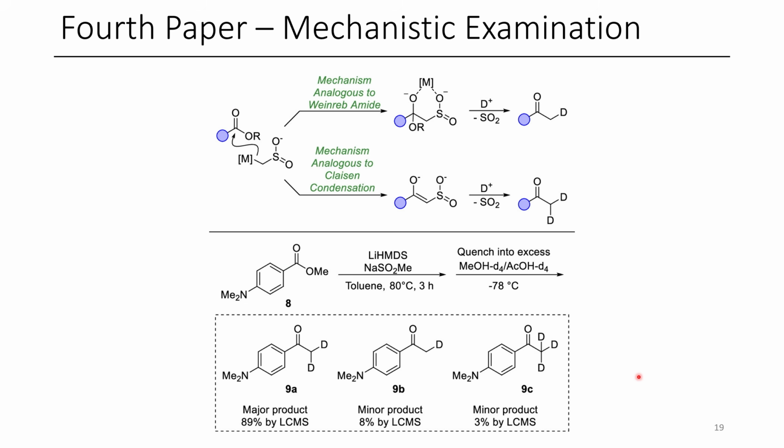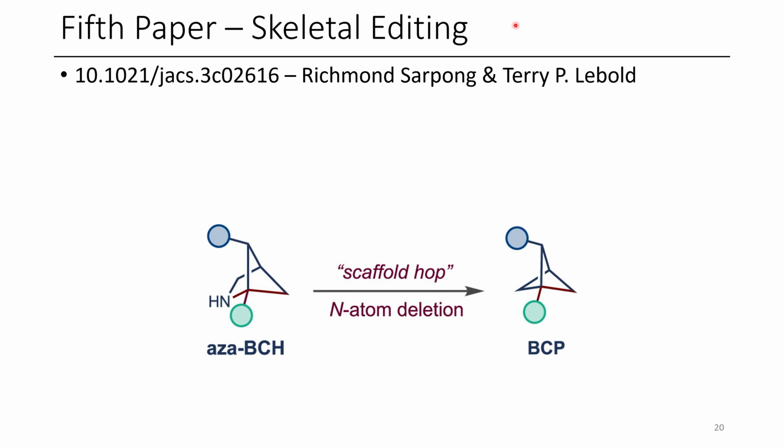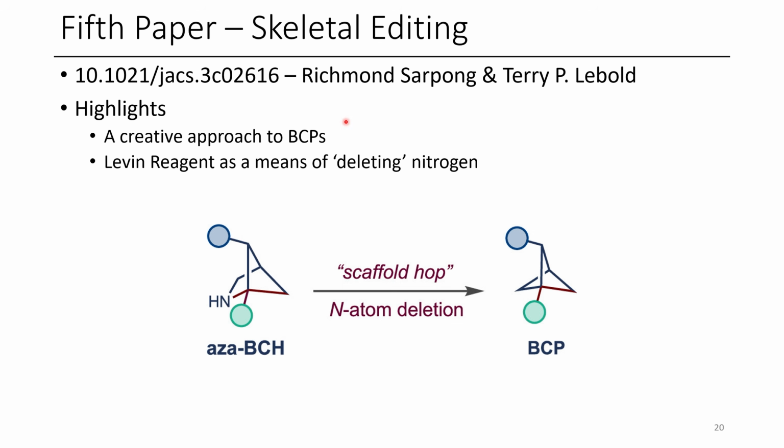So I personally really enjoyed this paper, and I look forward to seeing this chemistry get used more and more, as methane sulfonate is a very accessible methyl source, and I would say it's definitely preferable over something like methyl magnesium. The fifth and final paper for today involves skeletal editing, where BCPs were made from the corresponding aza BCHs using Mark Levin's reagent as a means of deleting the nitrogen.